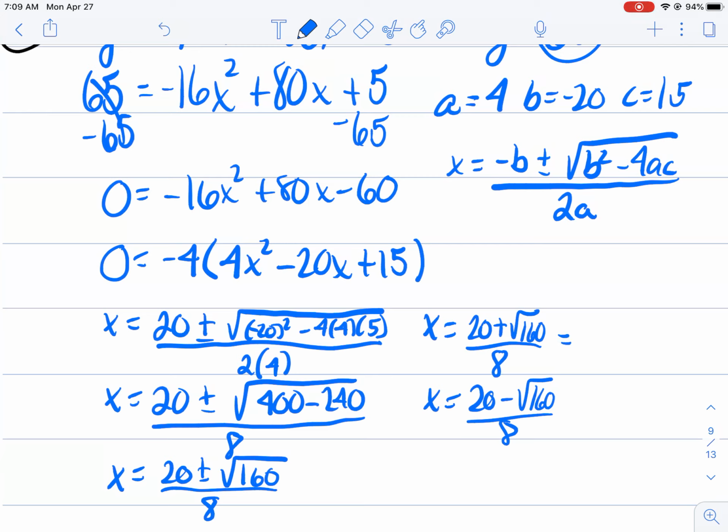And 20 plus radical 160 over 8 becomes 4.1, and the other one, 20 minus radical 160 over 8, becomes about 0.92.